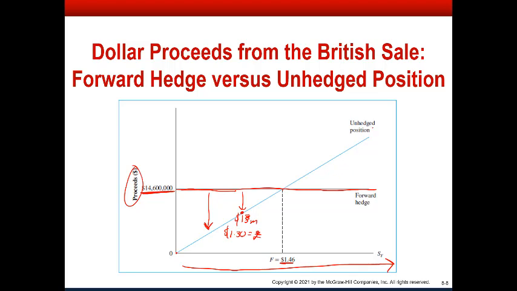Likewise, if the pound goes up in value, that's moving this way on the blue line. Okay, if the pound rises to $1.80, then Boeing loses out on $3 million. Okay, so you can think about the distance between the blue line and the forward hedge as the potential gain in this quadrant here that they missed out on, or the potential loss in this sector down here that they avoid.